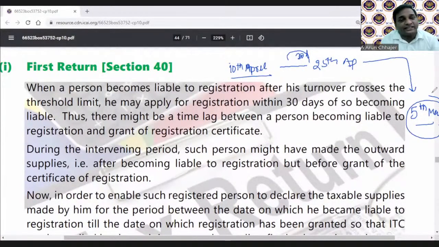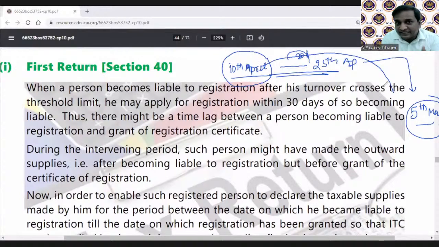I cannot file the return for the month of April. But I have the liability of April also, no? Because what is the effective date of the registration? 10th April. I have to pay the taxes on supplies made on or after 10th of April. Whatever supply is made here, I have to pay the taxes. For that, there is a concept of revised invoice also. I hope you remember. Then where do I have to report that? I have to report it in the first return.